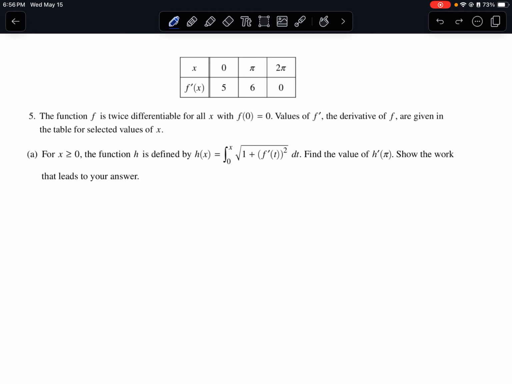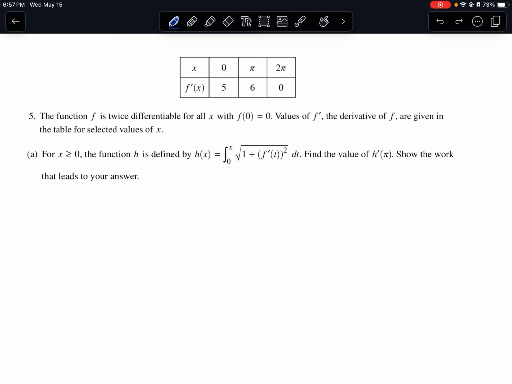So the function f is twice differentiable for all x with f of 0 equal to 0, so there's an initial condition. Values of f prime, the derivative of f, are given in the table for selected values of x. So when x is greater than 0, the function h is defined as given here. Find the value of h prime of pi, show the work that leads to your answer. Not sure if it's going to show up, but that looks like a formula that everyone should know if you're taking BC Calc.